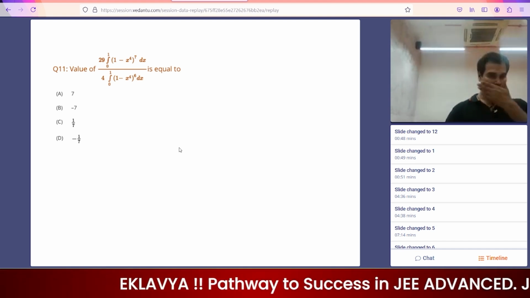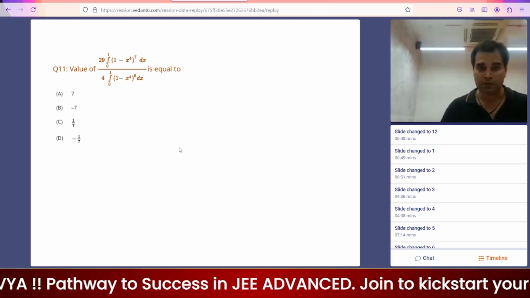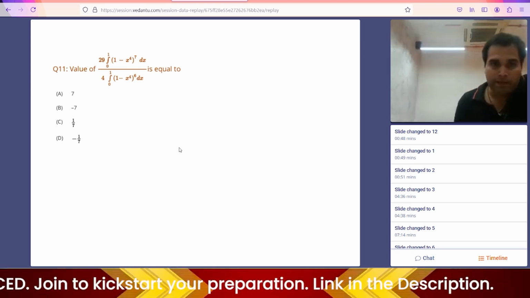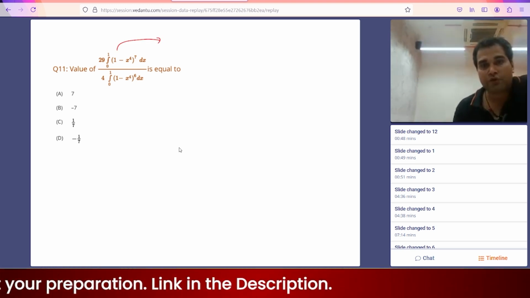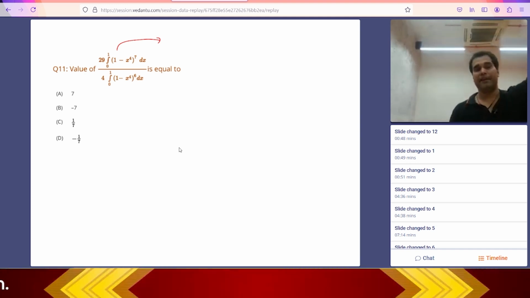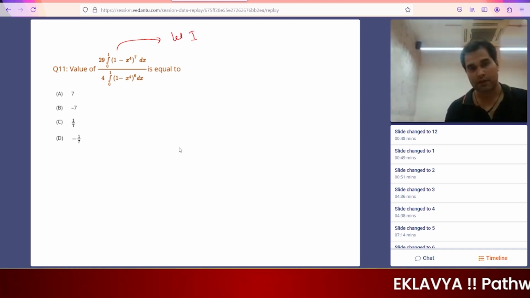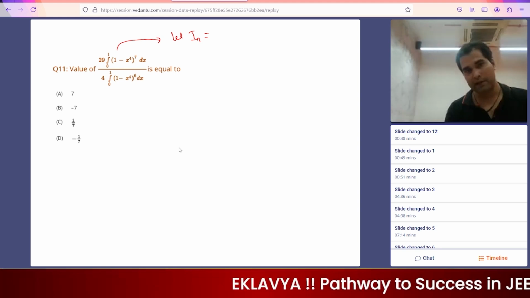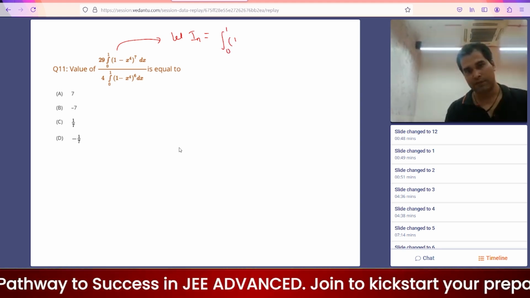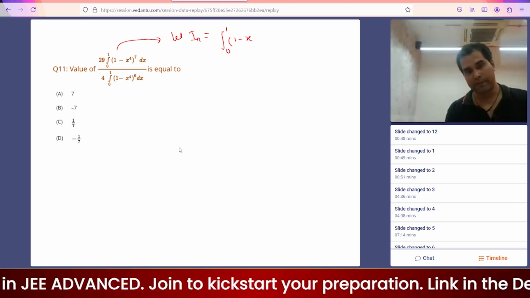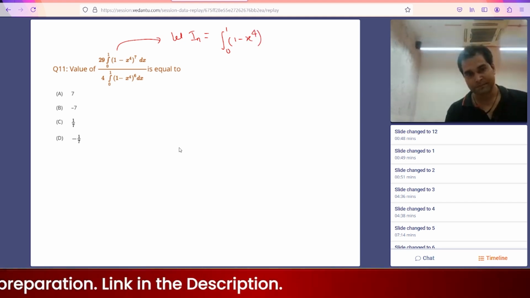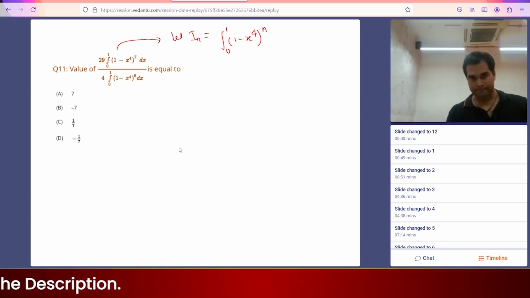Now, next question, the value of this. In this type of question, always solve the numerator or denominator. Let I_n equal to the integral from 0 to 1 of (1 minus x^4) to the power n.